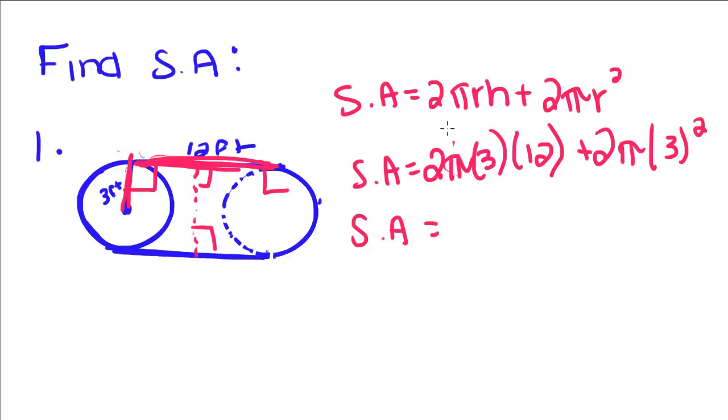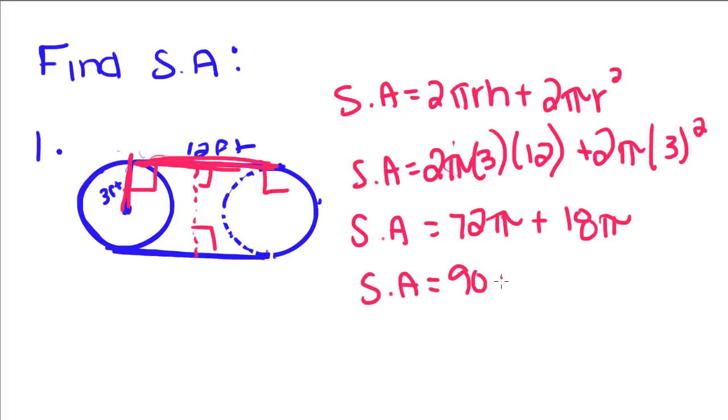Surface area is equal to 2 times 3, which is 6, times 12, which is 72. So 72 pi plus 3 squared is 9. 2 times 9 is 18. 18 pi. So surface area is equal to 90 pi feet squared.